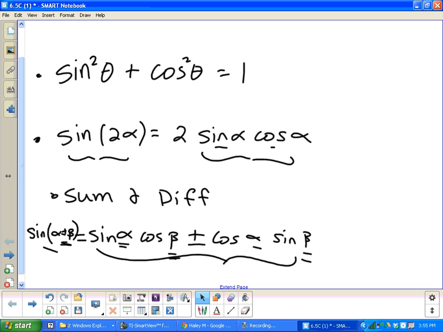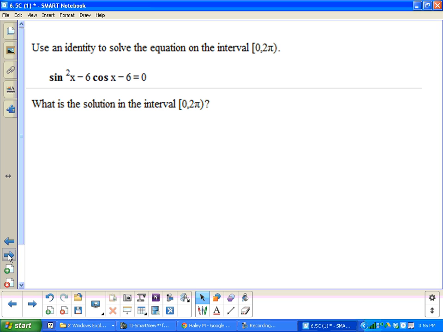Now let's take a look at the first example here. This is the nice thing about these problems: the directions are going to give away to use an identity. So you're going to have to start looking at the equation and thinking, what's an identity here I can use to help me solve this equation? Pythagorean identity, sum to product, product to sum, double angle, sum and difference. What could I use here?